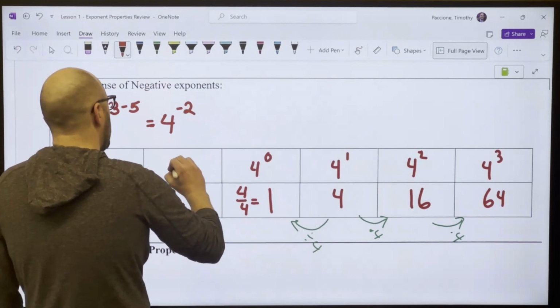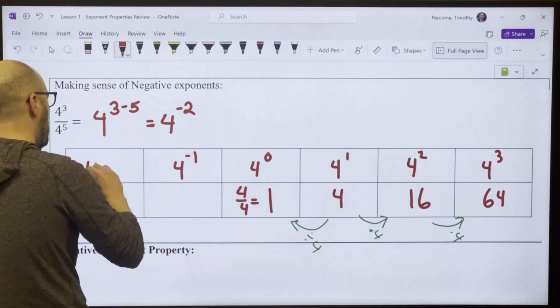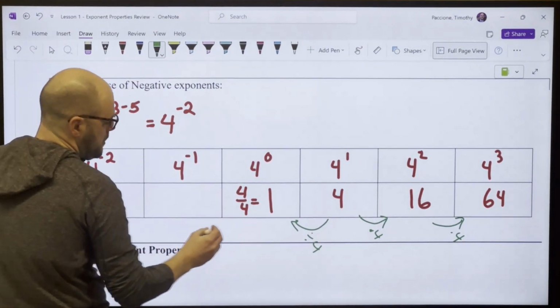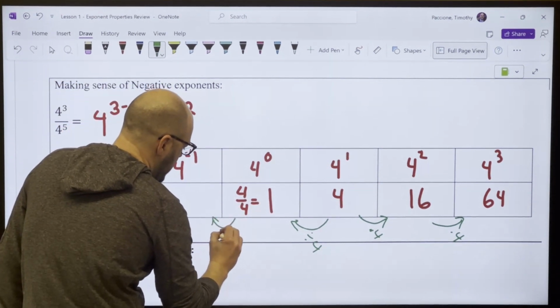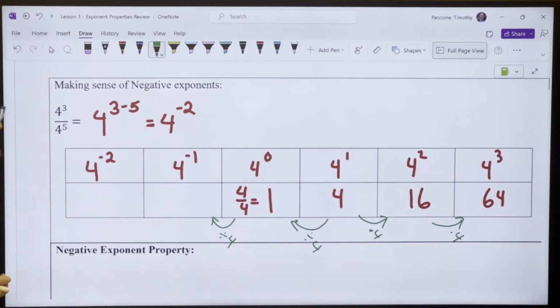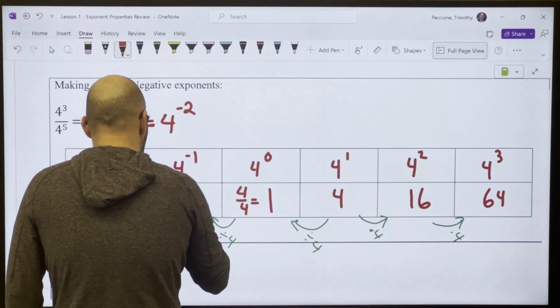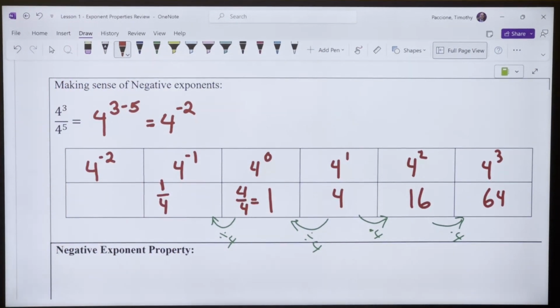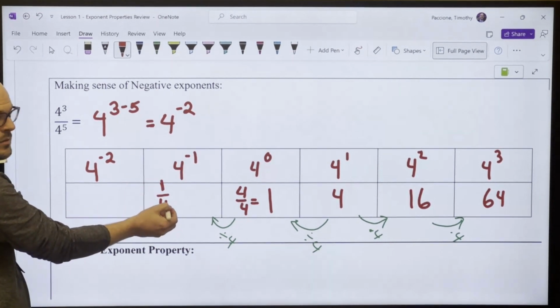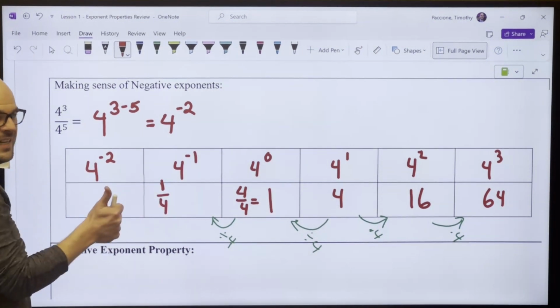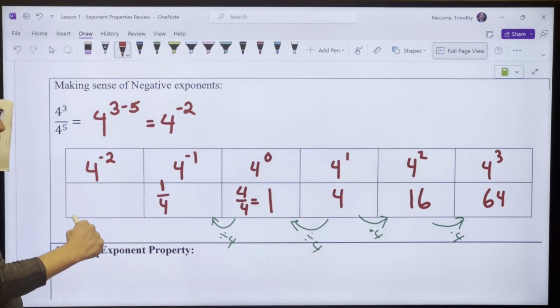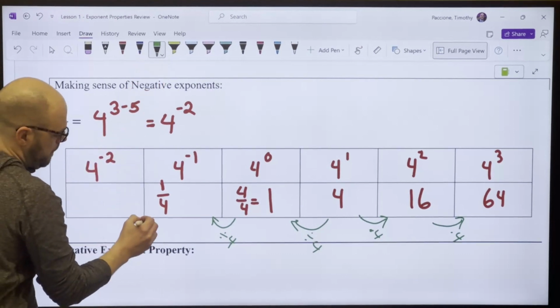But now we want to keep going to 4 to the negative 1 and 4 to the negative 2. So I divide by 4 again. What is 1 divided by 4? 1/4, right? We're going to leave it as a fraction. You have to say 4 to the negative 1 or 1/4. Well, this is what we prefer. We don't really like negative exponents, so we can get rid of them. So what if I did it again?